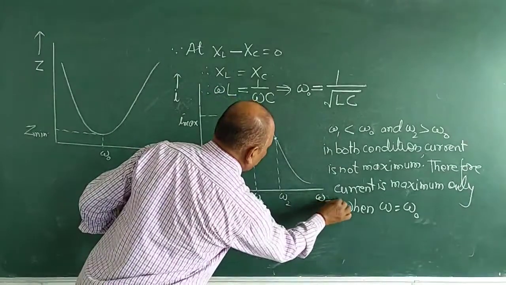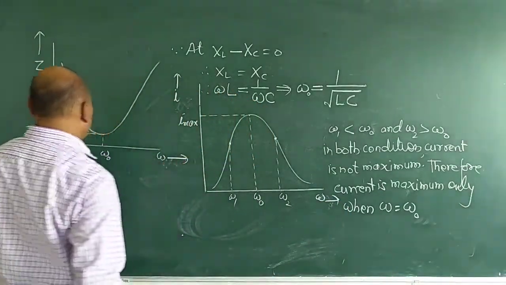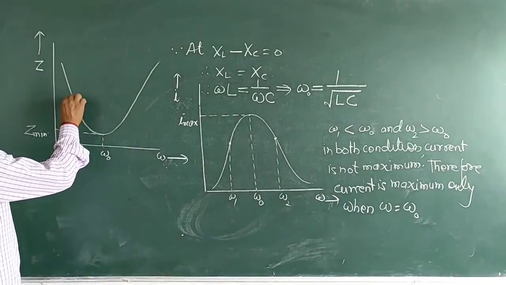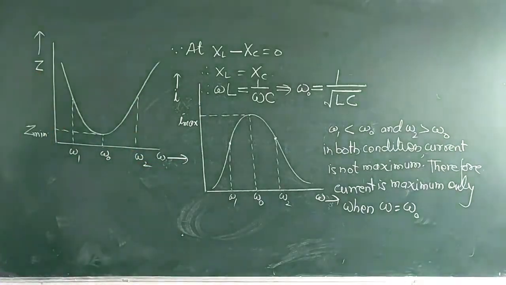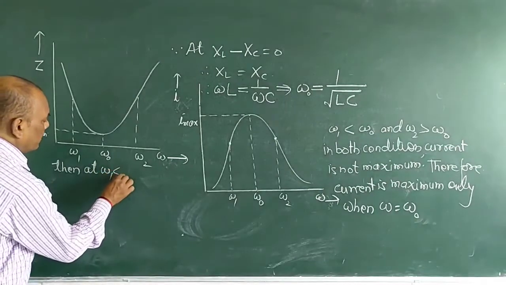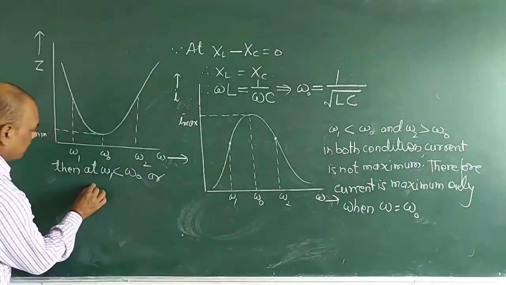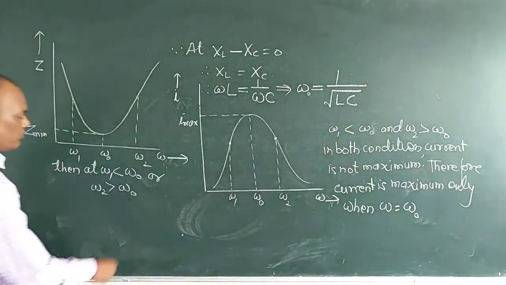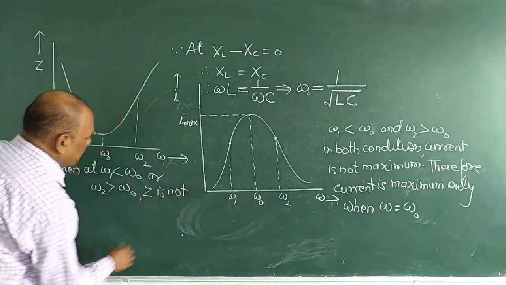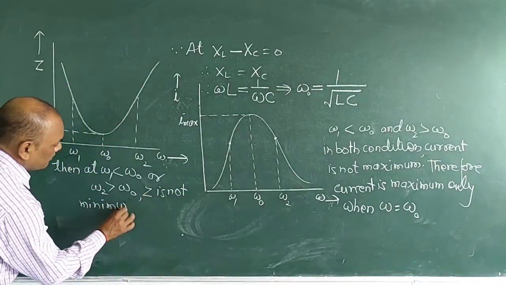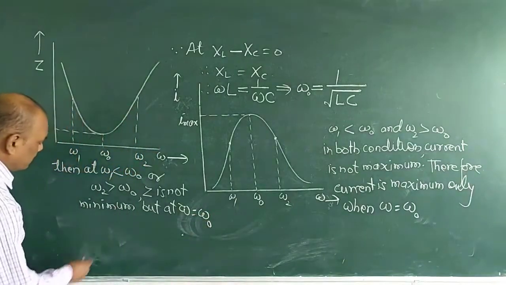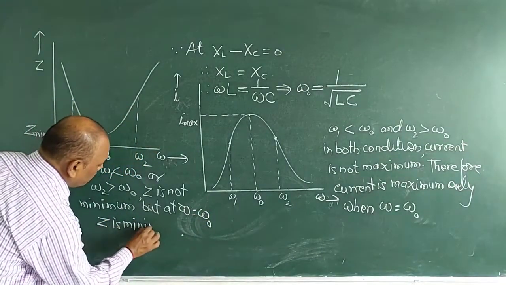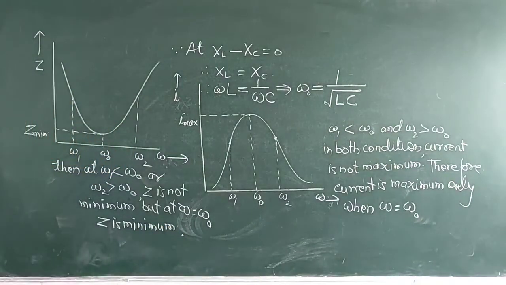Now suppose this axis is omega. If we take any two values here, omega 1 and omega 2, then at omega 1 less than omega 0 or omega 2 greater than omega 0, Z is not minimum, but at omega equal to omega 0, Z is minimum.